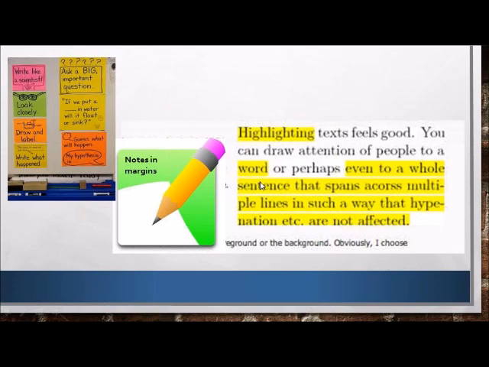And then highlighting. Here's an example. Highlighting feels good. I like this. You draw people's attention to a word, even a whole sentence. And then making notes in the margin, that was another strategy.